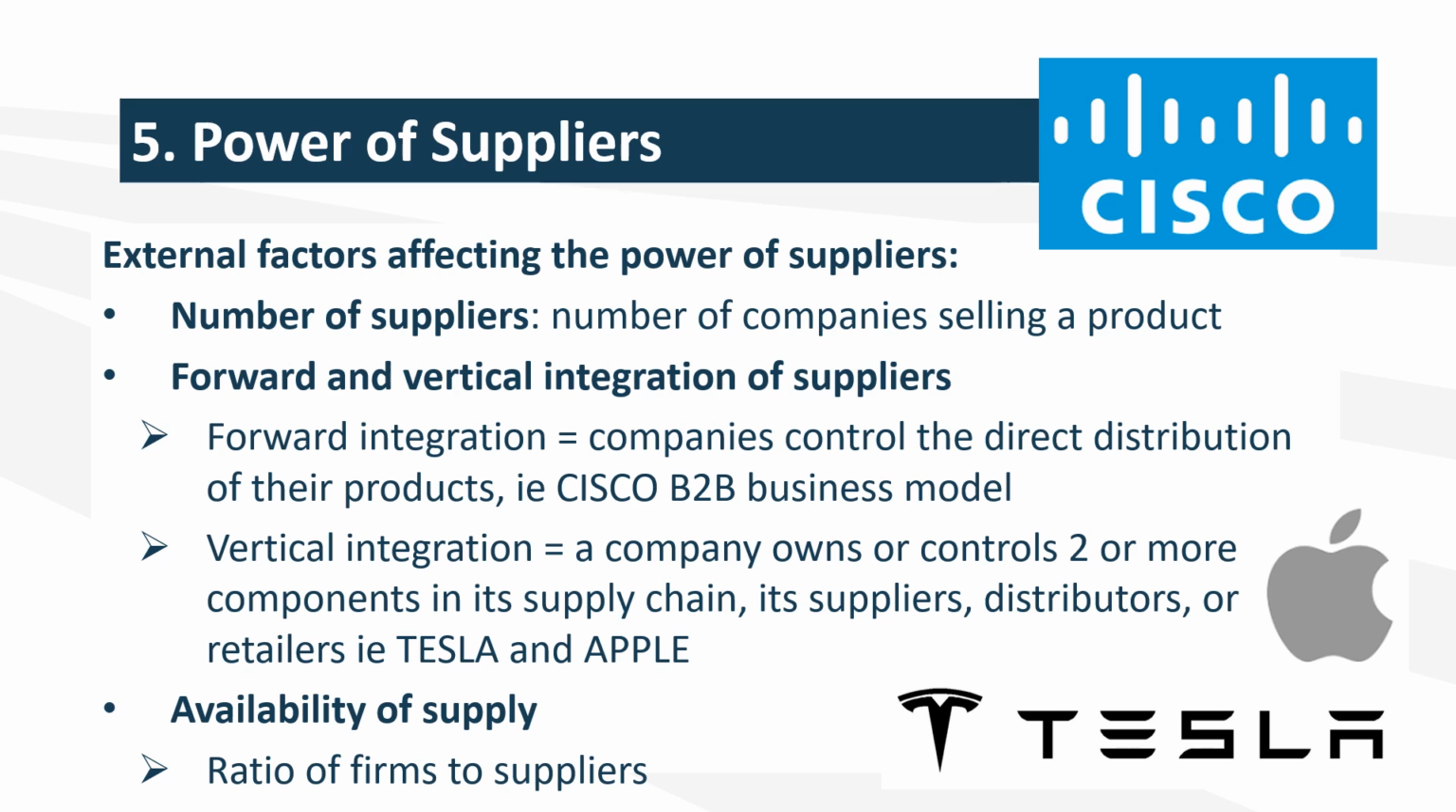They become suppliers, and at the same time they become distributors, and they also have a retailer shop that sells their products. Okay, then availability of supplier, and the ratio of firms to suppliers.